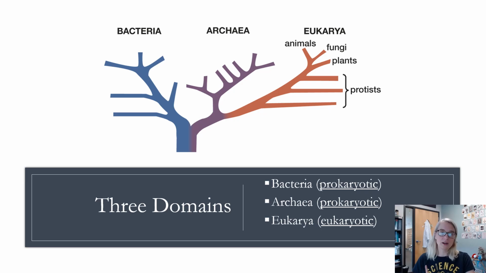And then eukarya on that third branch, these are all the organisms whose cells are eukaryotic in nature. So remember some of those characteristics. They have a membrane-bound nucleus, membrane-bound organelles, they're larger in size, they're complex, all the fun stuff from way back in your general bio class, your cell biology class. All right, so those are our three domains.